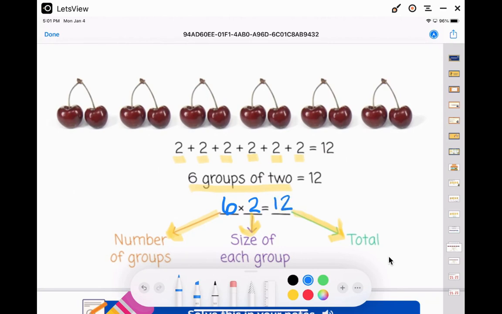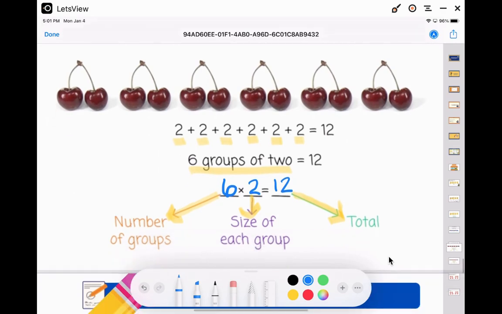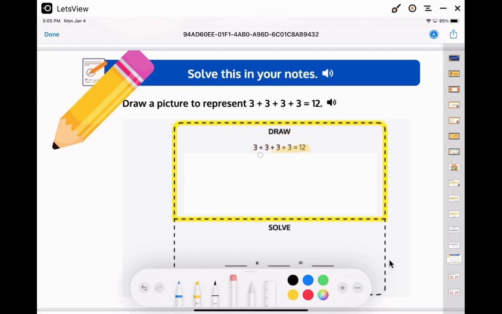Great job, everyone. Now it's time to pull out those math journals because you are going to answer a problem on your own paper for your notes. All right, guys. So now it is your turn to do a problem on your own. Please make sure that you have your math journal ready and your pencil.